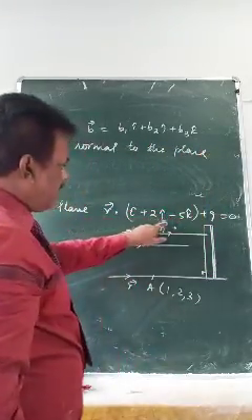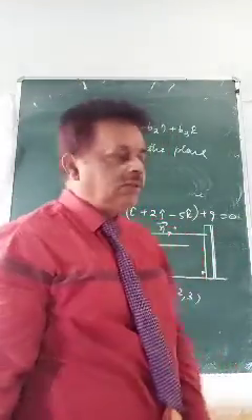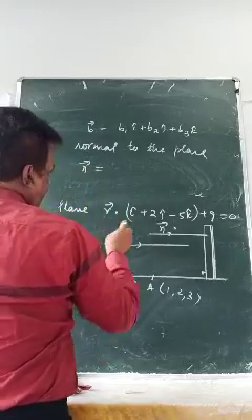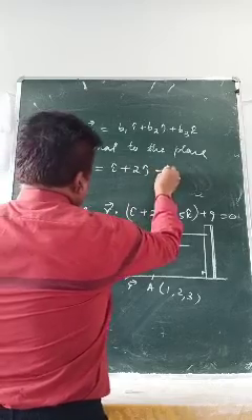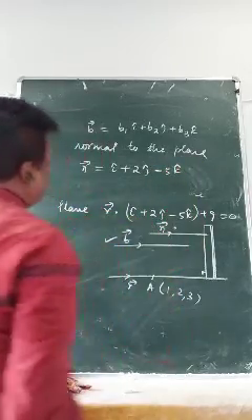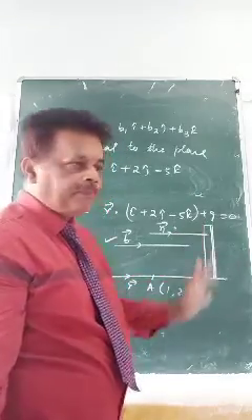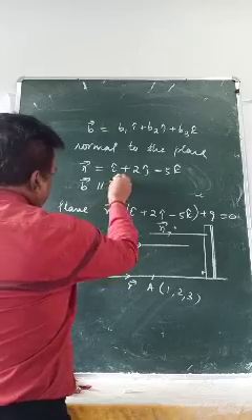Remember, this is your n vector: r dot n plus d equals 0. So the normal to the plane is n equals i plus 2j minus 5k. So compare b and n. What is the relation? They are parallel, which means the b vector is parallel to the n vector.